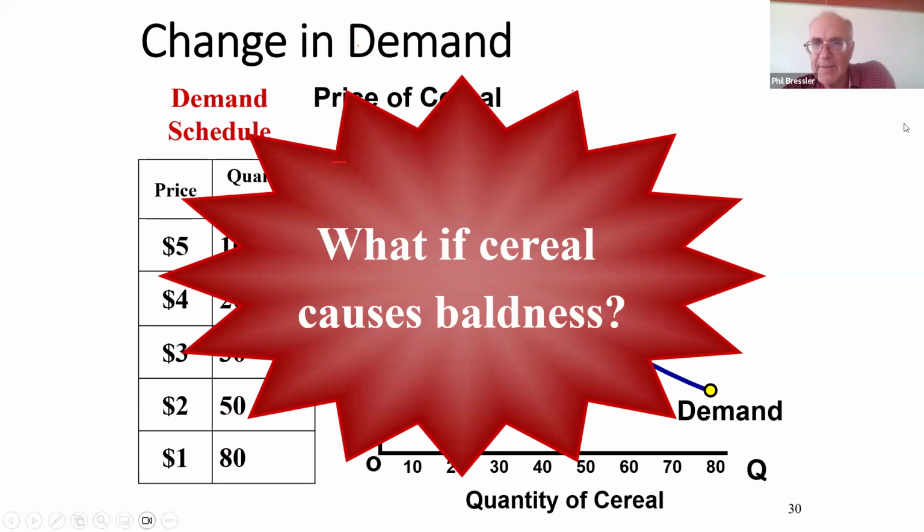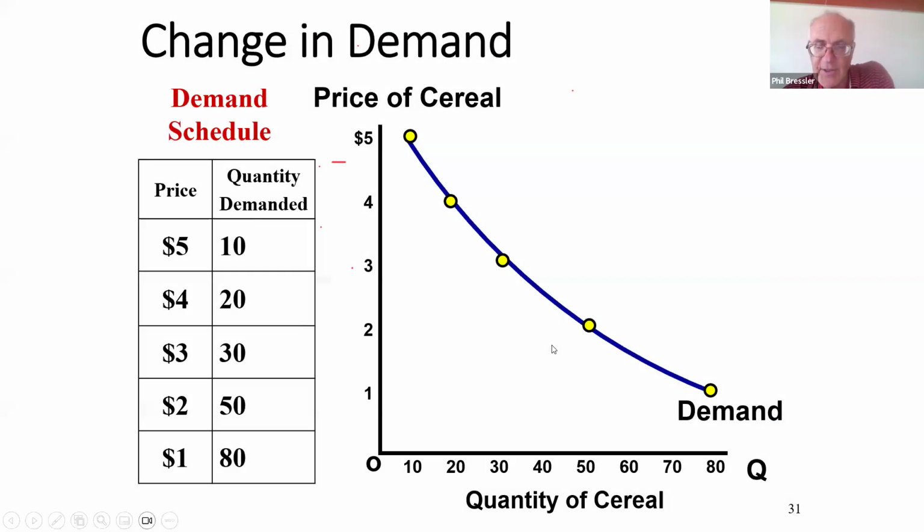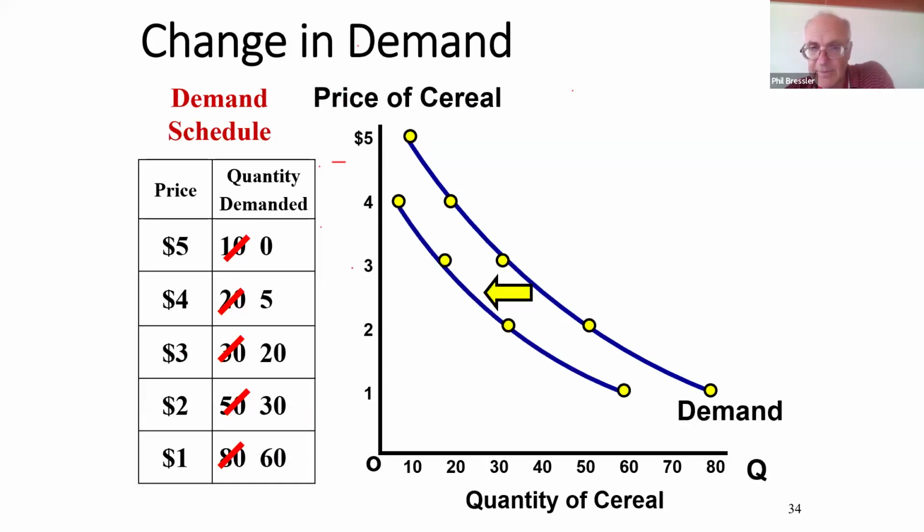What would happen if cereal caused baldness? What would happen to the demand? Demand would go down, okay? All right, and let's look at how that's going to look. All you're going to do now is an arrow, the D2, and you're shifting demand to the left, okay?